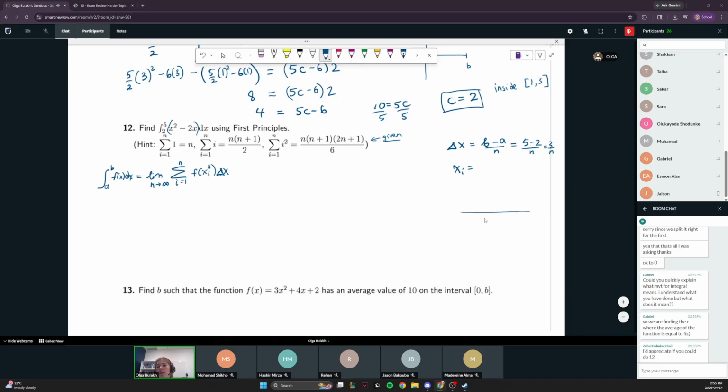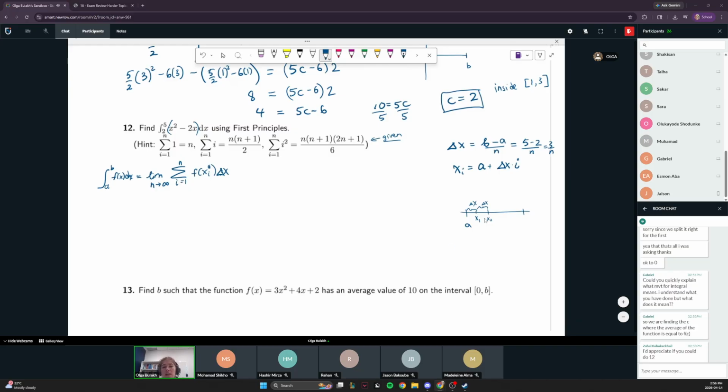Xi, think about it this way: you start with A, moving delta x each time. This would be x1, this is x2, and you keep moving delta x. You start with A, you add delta x, and however many times you add delta x, that's your i. So you multiply delta x by i, like how many times you have to add delta x. If it's x2, you add it twice. If it's x3, you add it 3 times, and so on.